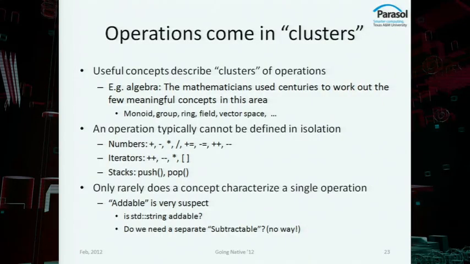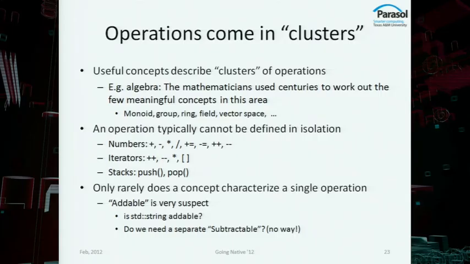Any random collection of constraints on a type doesn't make up a concept. It just makes up a mess of constraints that is unlikely to be general, to be mathematically sound, to have a well-defined semantics and all of these things. So that's the idea. And one thing that I think is a key observation is that operations come in clusters. You can't, in general, write the semantics of an individual operation in isolation. I mean, what's the meaning of minus?